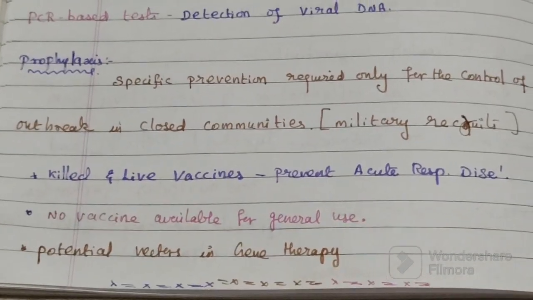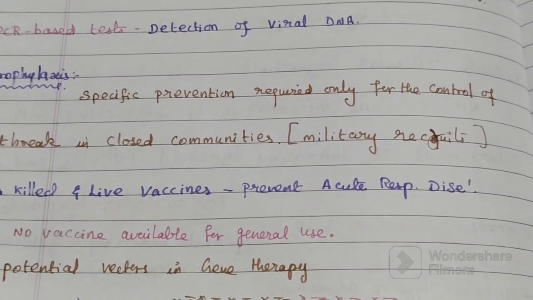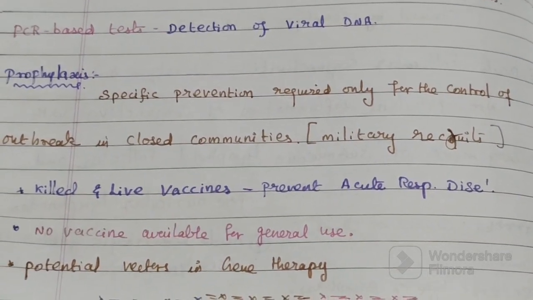Prophylaxis: killed and live vaccines prevent only acute respiratory diseases. No vaccines are available for general use.